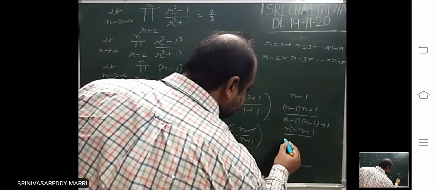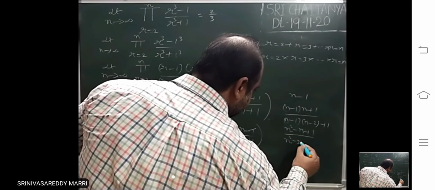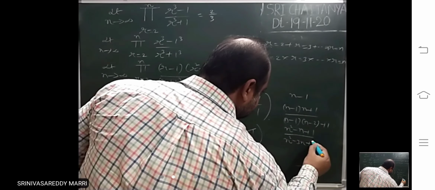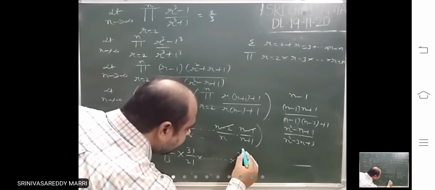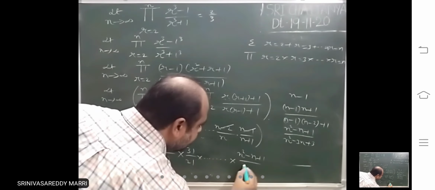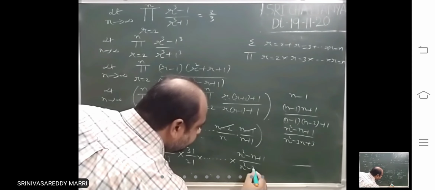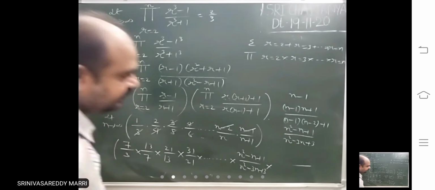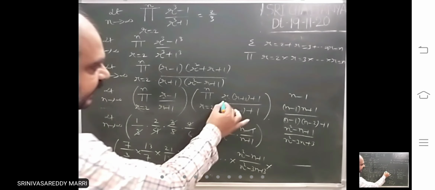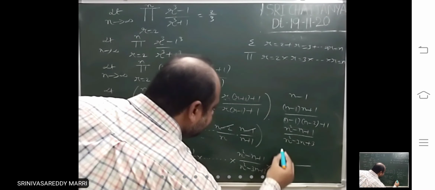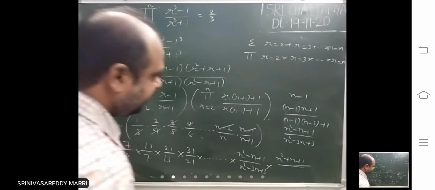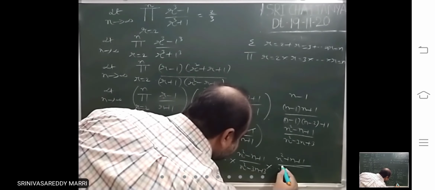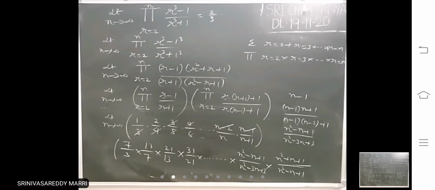If you multiply this, n square minus 3n plus 2. So that means n square minus n plus 1 divided by n square minus 3n plus 3, or equal to n minus 1. Next n means what you will get? N into n plus 1, so n square plus n plus 1 divided by n square minus n plus 1.